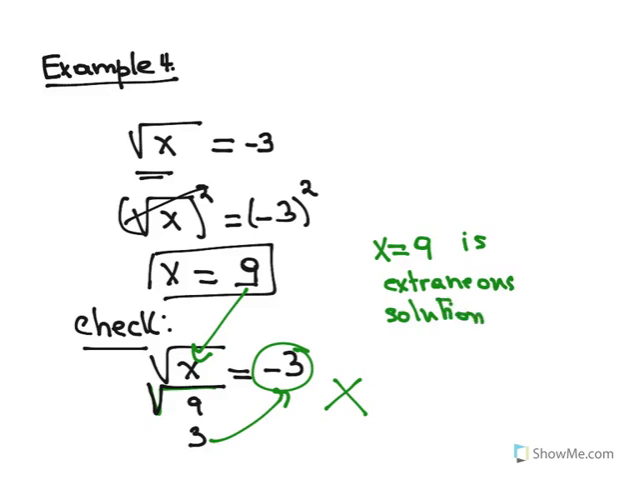So an extraneous solution is a solution that solves the squared equation but not the original equation. Okay, so x equals 9 is a solution to the squared equation but not to the original equation. So we have to remember that when squaring both sides of an equation, you always have to check the resultant solution in the original equation, because a solution of the squared equation doesn't need to be a solution of the original equation.